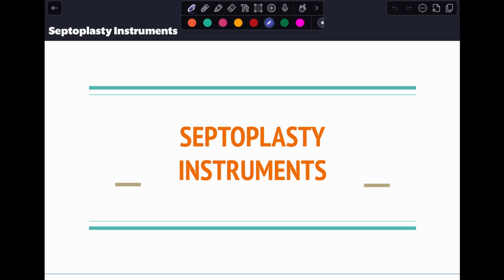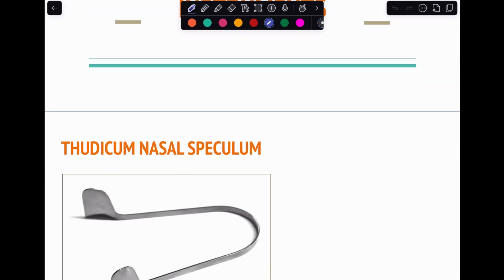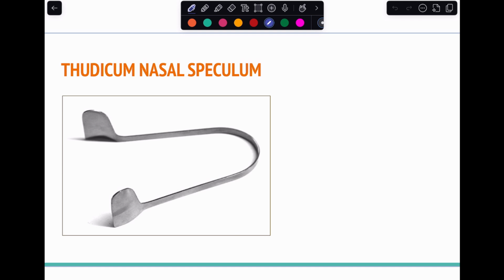Okay, so let's get started with our first instrument. Our first instrument is a very common OPD instrument, which is the Thudichum nasal speculum. Now, the Thudichum nasal speculum was named after Johann Ludwig Wilhelm Thudichum.